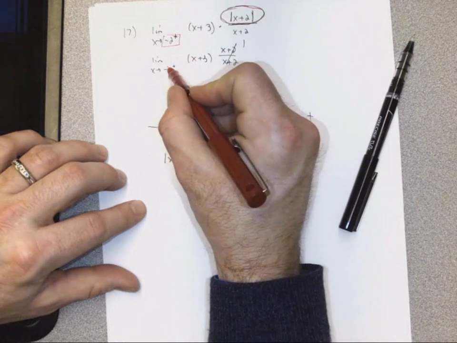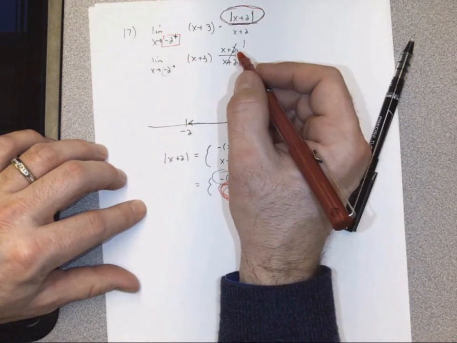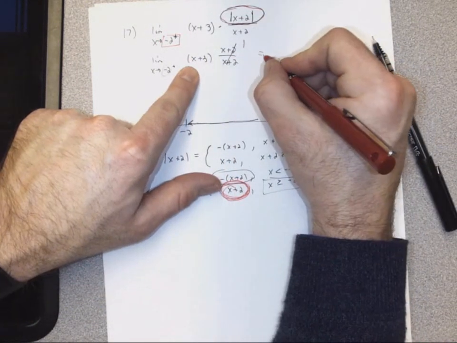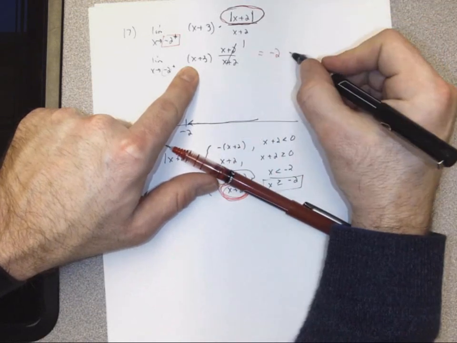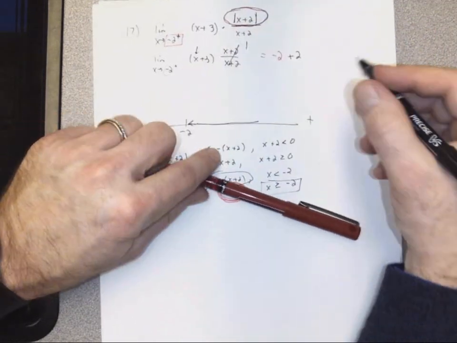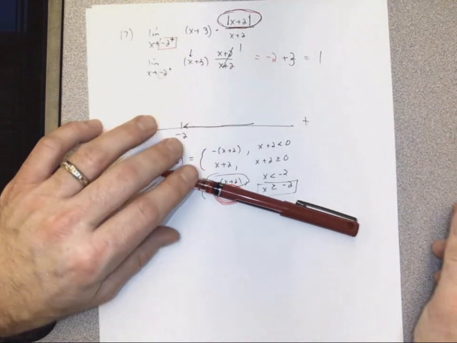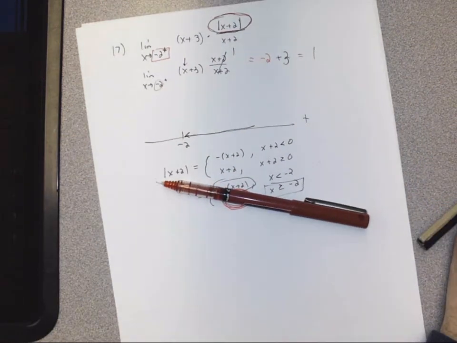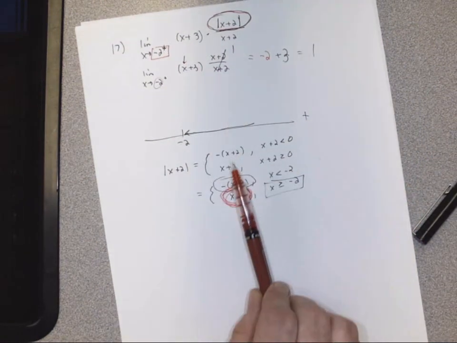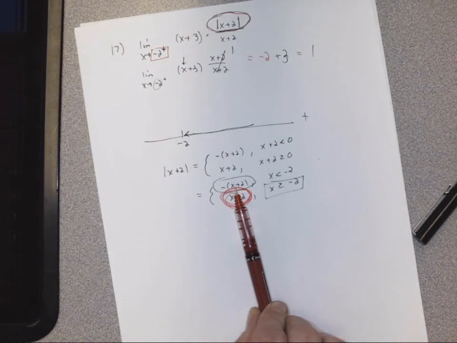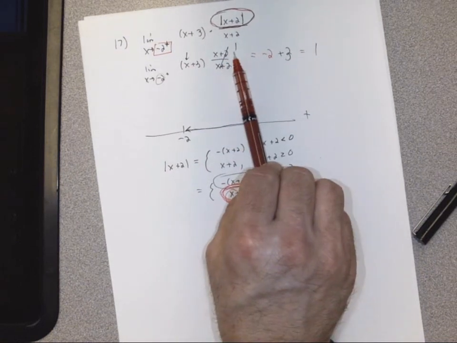So what can I do with this negative 2 here? Plug it in. So this would be equal to negative 2 plus 3, right? Because I'm going to plug it in right here. So this is equal to 1. Now if this was a little minus sign, you guys agree you use the top function instead? And instead of this simplifying to 1, this would simplify to negative 1?